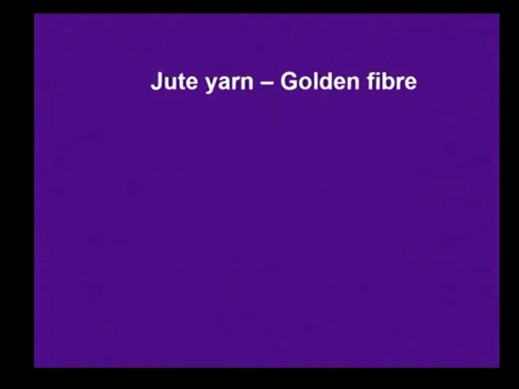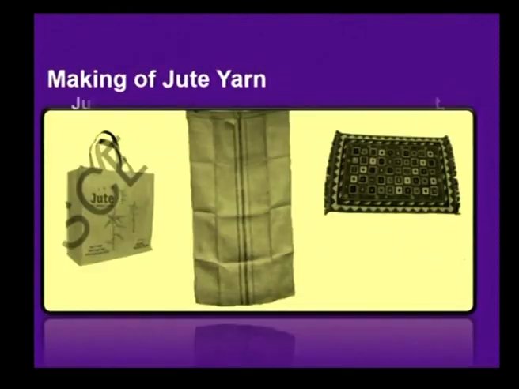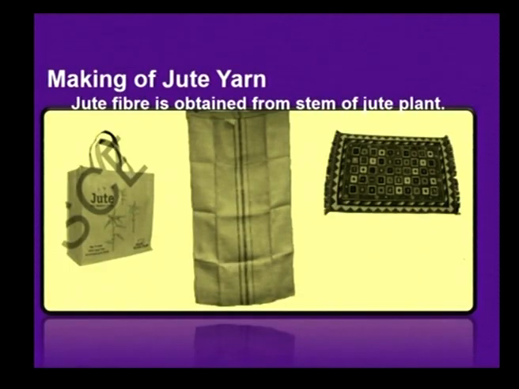Do you know about jute yarn? It is also called golden fiber. Jute yarn is harder, stronger and more rough. It is obtained from the stem of the jute plant. The stem of the harvested plant is cut and immersed in water for some days. When the stem is soaked in water, it becomes rotten and easy to peel. Then the fibers are separated from the stem to make jute yarn. This is thoroughly combed and cleaned. Gunny bags are prepared by using this jute yarn.